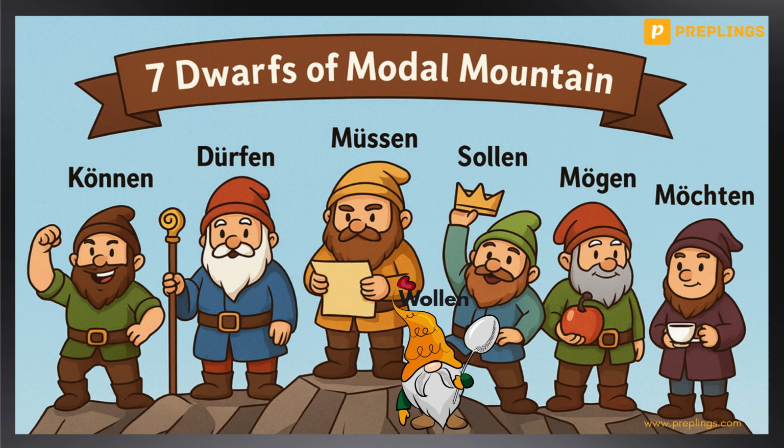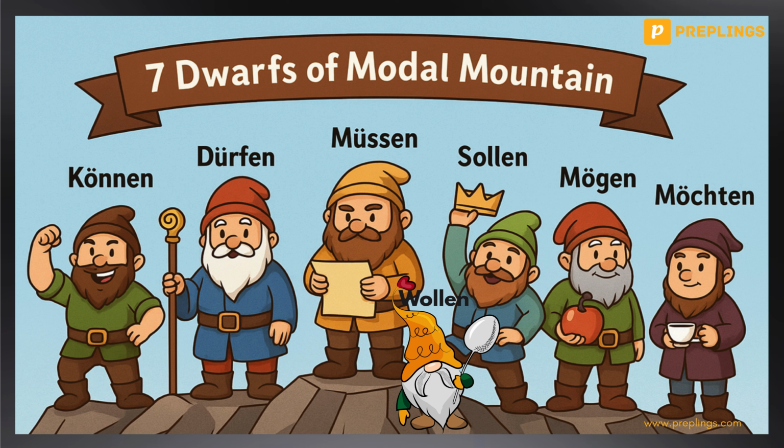Do you know about the 7 little dwarfs of Modal Mountain? I bet you did not. There are 7 little dwarfs climbing the German Modal Mountain, each with a unique superpower. First one. Können. He has super strength. He is saying, I can do it.